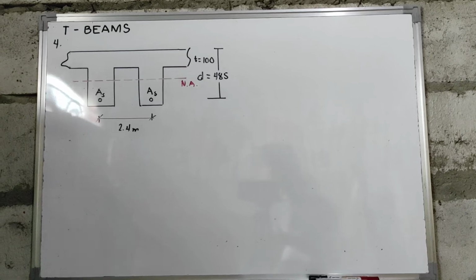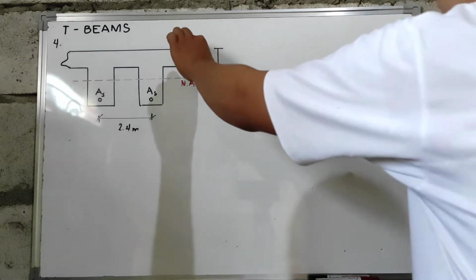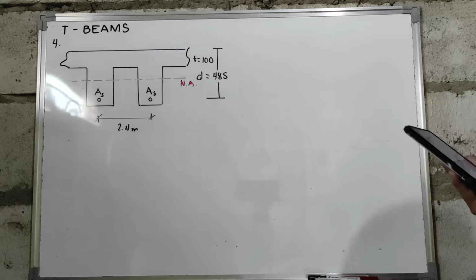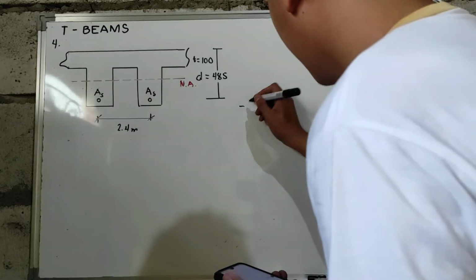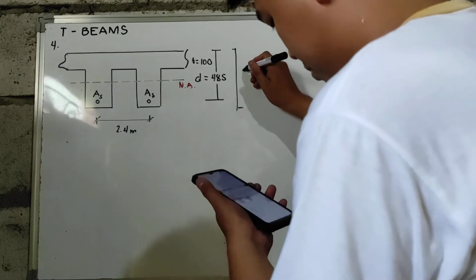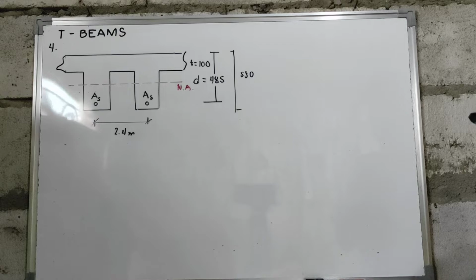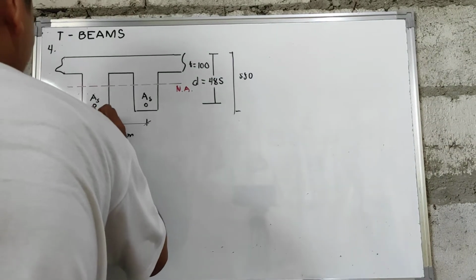Now proceed to sample problem number 4. A T-beam for a floor system has a slab thickness of 100 mm and a total depth of 550 mm. So yung total depth daw nito is 550 mm. It has a web thickness of 300 mm. So yung width ng beam natin dito is 300 mm.